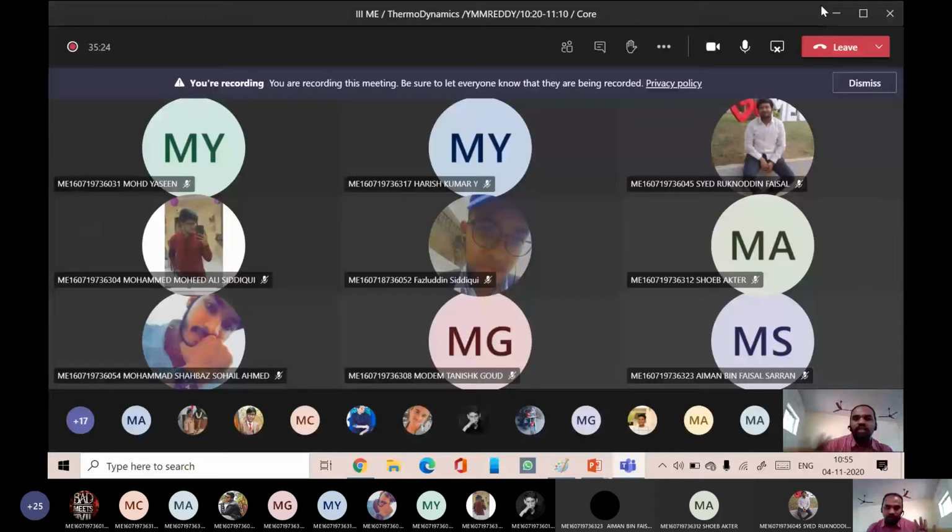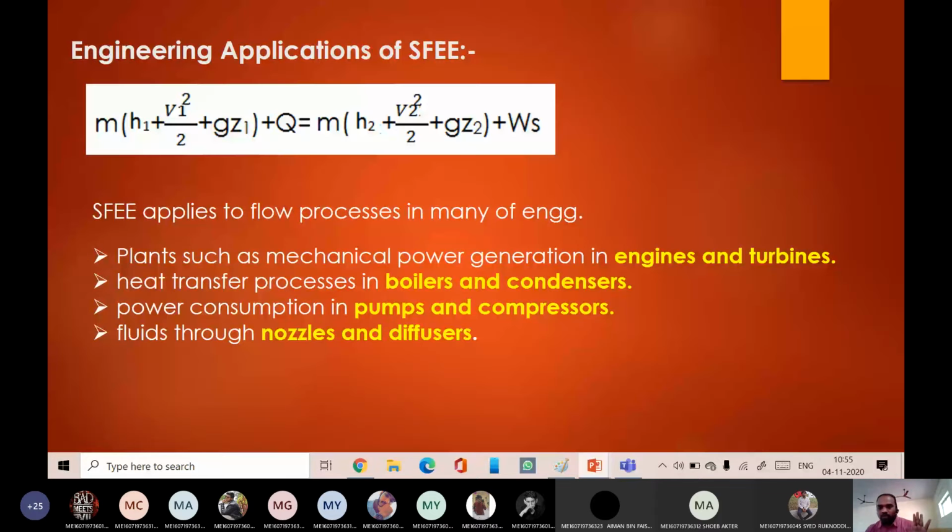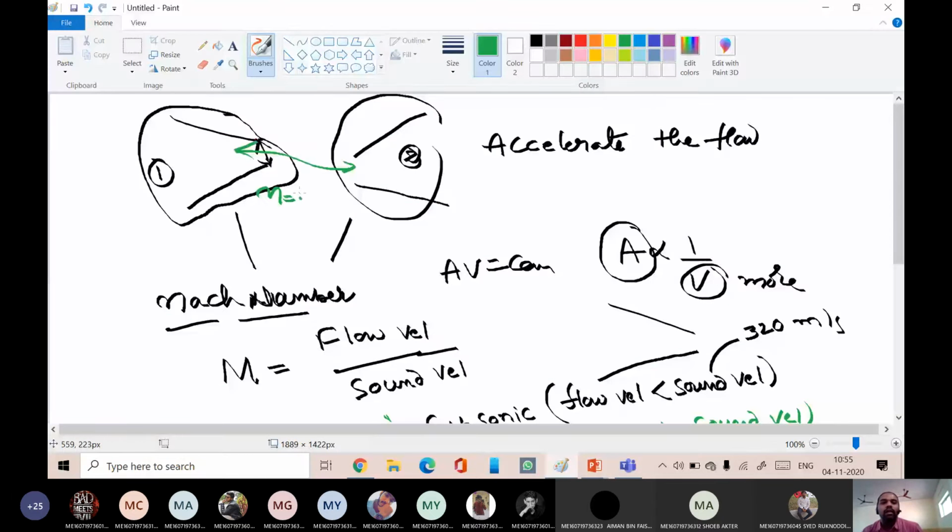Clear? Clear now? Yes, sir. Both converging and diverging passages can act as a nozzle, but it depends upon the Mach number. It depends upon the Mach number.